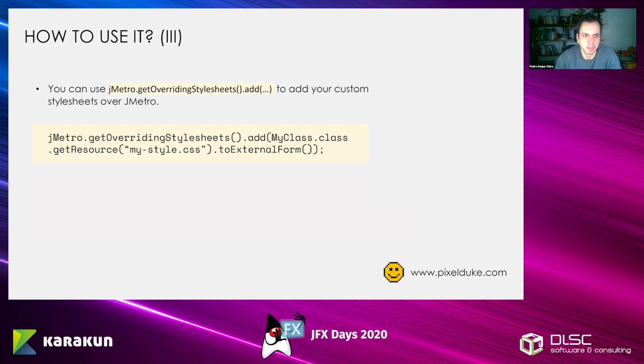Another thing, if you want to add your own custom styles or override some of JMetro's styles, you can use the method getOverridingStylesheets. It returns an observable list and you add your own style sheet. I think you can also, I haven't actually tried, after I've done this slide I've thought a bit about it, but I think there's no problem if you also add your style sheet directly to the scene or to a parent.